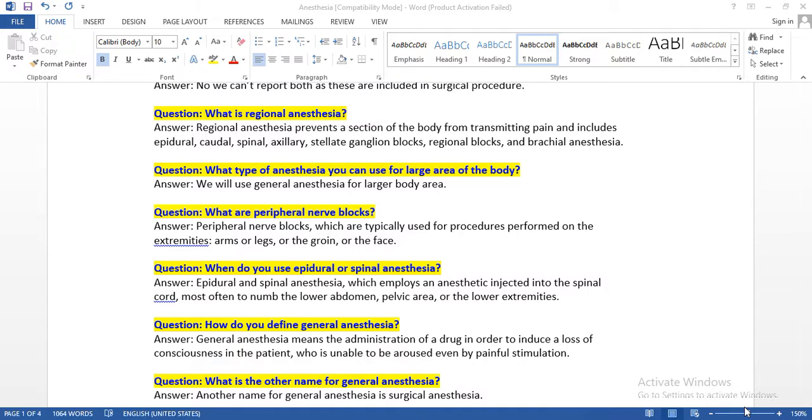Question: What is regional anesthesia? Answer: Regional anesthesia prevents a section of the body from transmitting pain and includes epidural, caudal, spinal, axillary, stellate ganglion blocks, regional blocks, and brachial anesthesia. Next question: What type of anesthesia can you use for a large area of the body? Answer: We will use general anesthesia for a large body area.